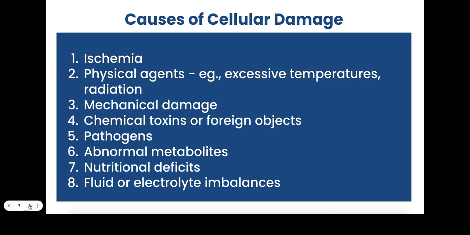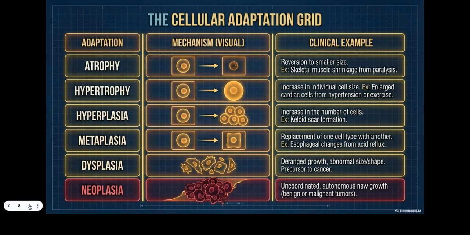This is a list of causes for cellular damage, for example: ischemia, physical agents, mechanical damage, chemical toxins or foreign objects, pathogens, abnormal metabolites, nutritional deficits, fluid or electrolyte imbalances. All of these can cause cellular damage.